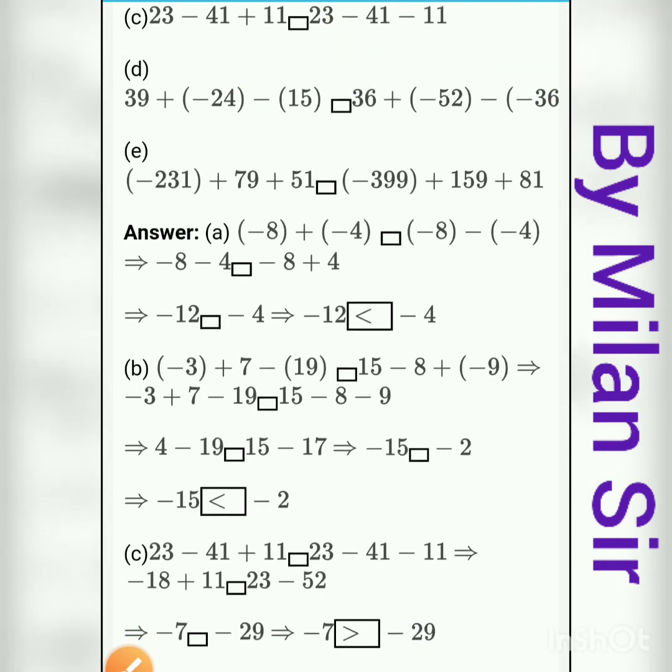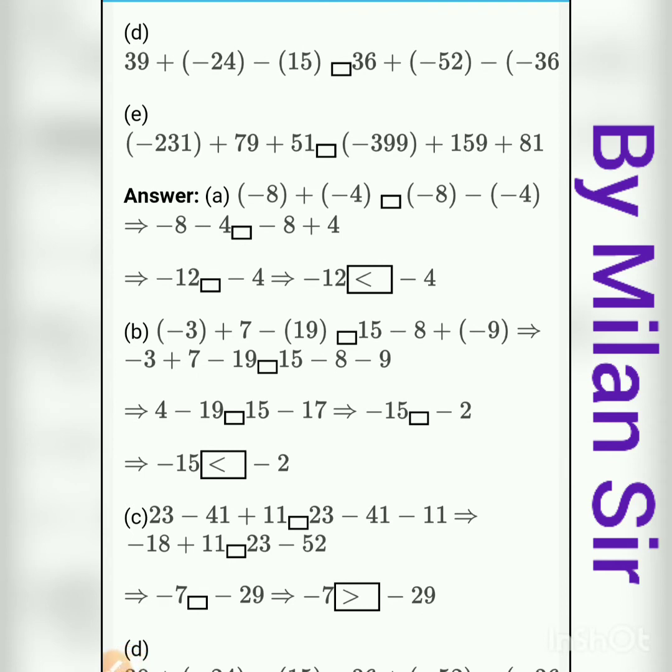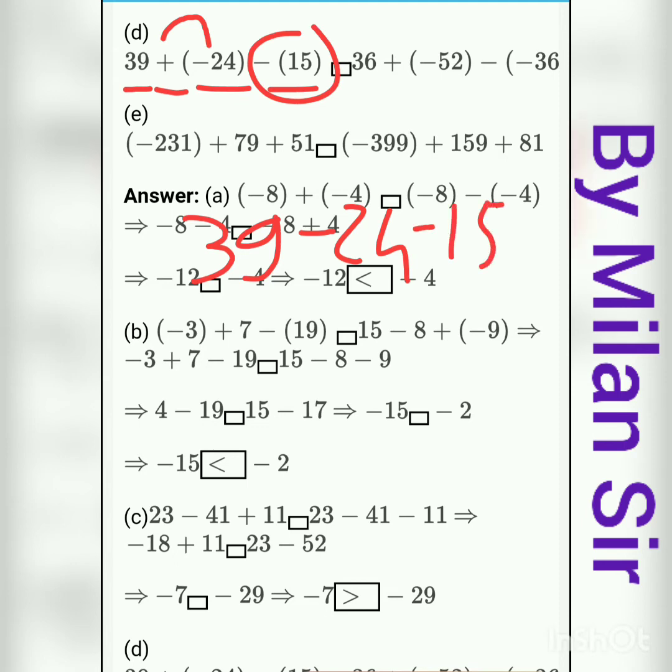Okay, then question number D. Here left hand side we have 39 plus minus 24 and minus 15. Okay, so first of all we need to solve this left hand side. Okay, 39. Now here we have two signs, plus and minus, so plus minus minus 24, and here we have minus 15, right? So 39 plus minus minus 24 and minus 15. Okay, now we need to solve this.